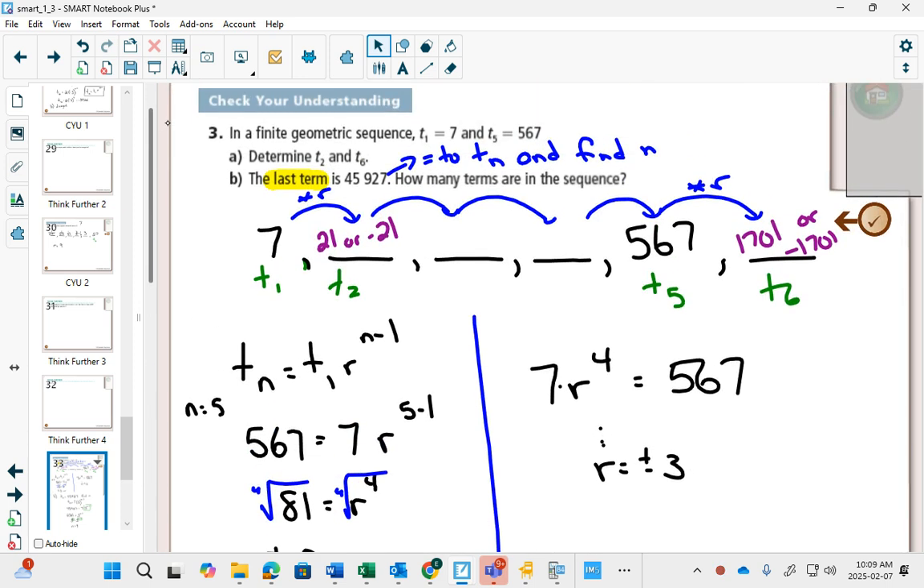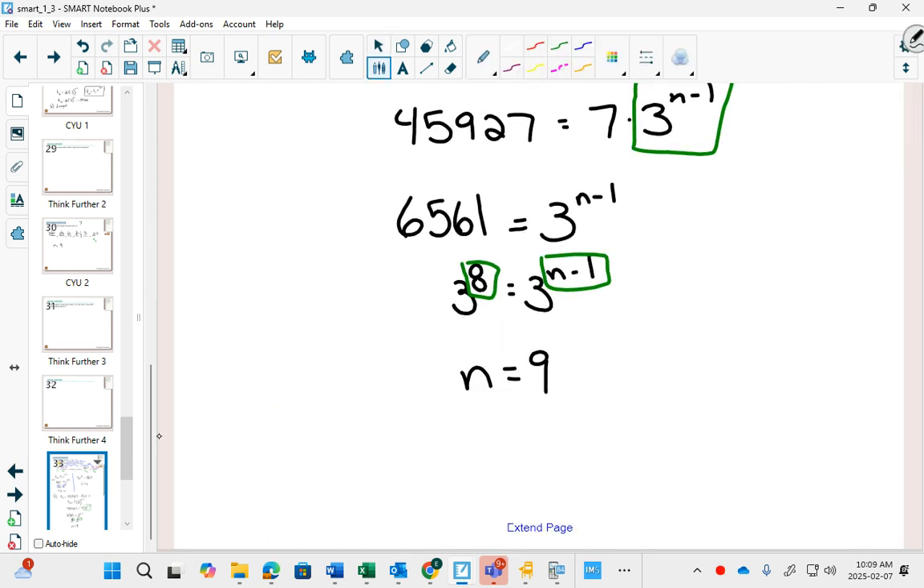So what was this question asking? Always good to reread. How many terms? You can write a sentence. There are 9 terms.